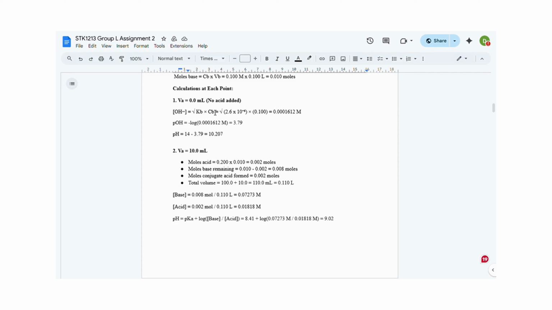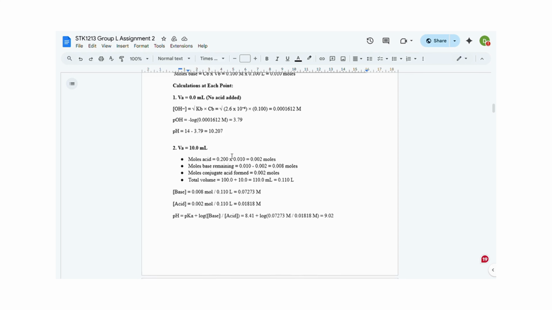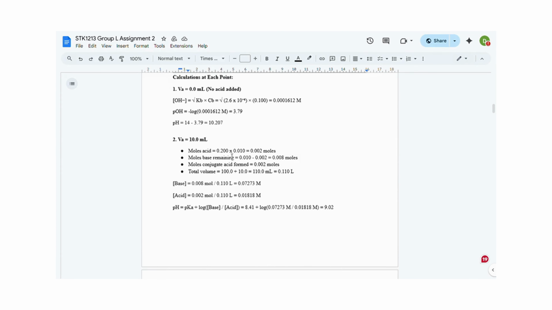For the first one, for no acid added, we can just calculate the base concentration. So this is how we do: square root of the base dissociation constant times the concentration 0.1 mol, and then we get 0.0001612 mol. Then we can directly calculate the pOH, which is negative log of the concentration, and we get 3.79. That's for when no acid is added.